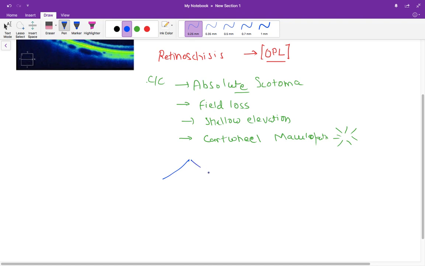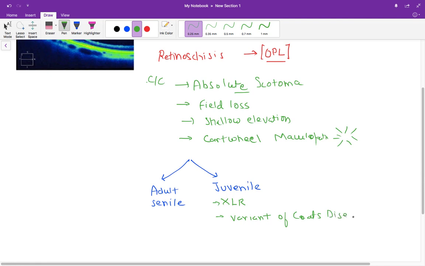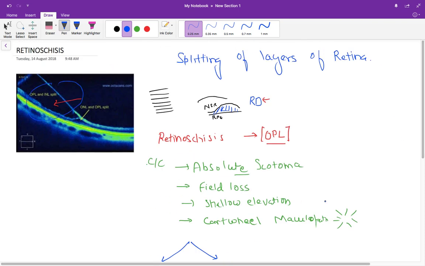Now, retinoschisis, on the basis of classification, is divided into two parts: adult or senile retinoschisis and juvenile retinoschisis. Juvenile retinoschisis is basically an X-linked recessive disease. Sometimes it is called a variant of Coats disease also. Adult retinoschisis you see in patients around 40 to 50 years or even more. You get a straight shallow elevation of the retina. On OCT you get a picture like this, where there is a splitting of layers.